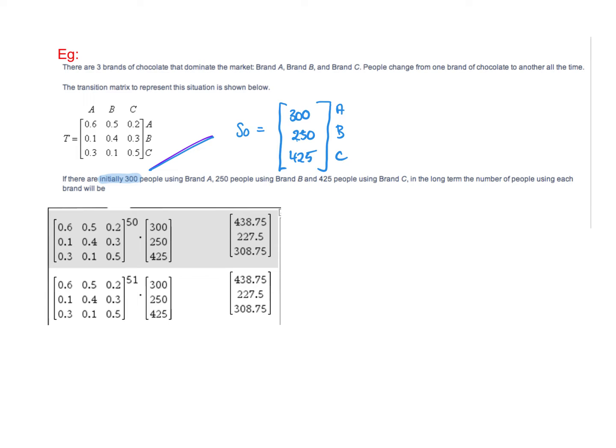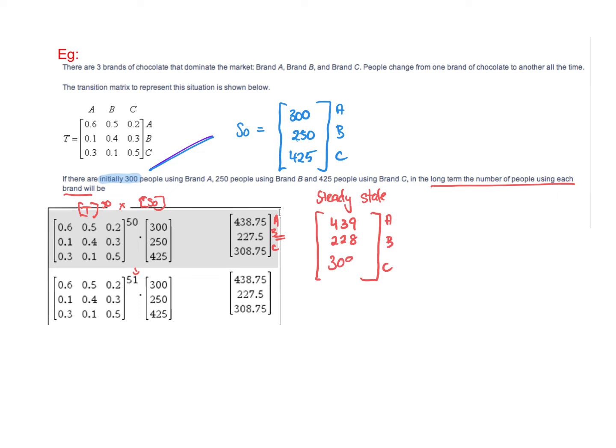Okay, so it's asking in the question, in the long term, how many people will be using each brand. So into your calculator, put the transition to a high power and times it by S0, which is what I've done there, and I get that. So remember, this would be A, B, and C. And just for peace of mind, I highlighted it, put in 51, to make sure it's definitely not changing. So yeah, good, I've reached it. So if we wrote out the steady state, summarised to the whole number, so A, B, and C, we'd have 439, we'd have 228, and then we've got 309.